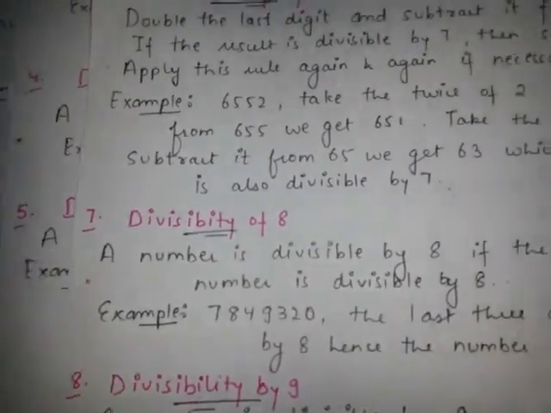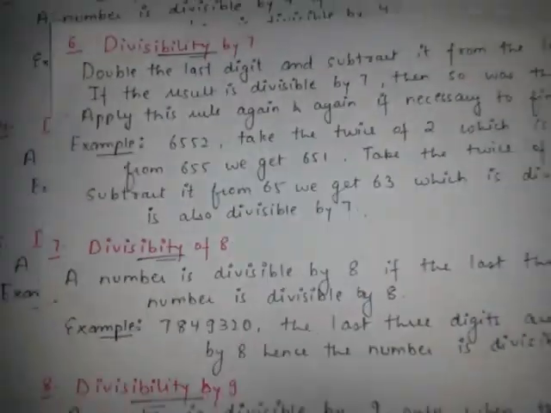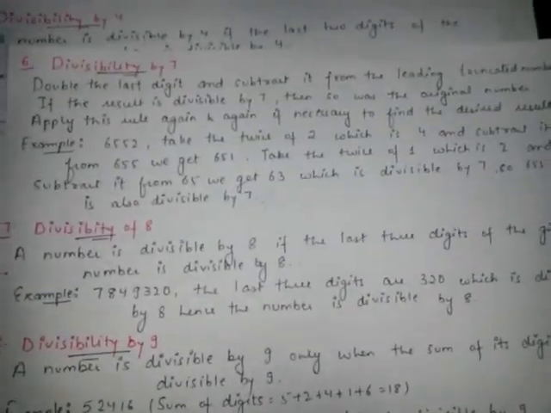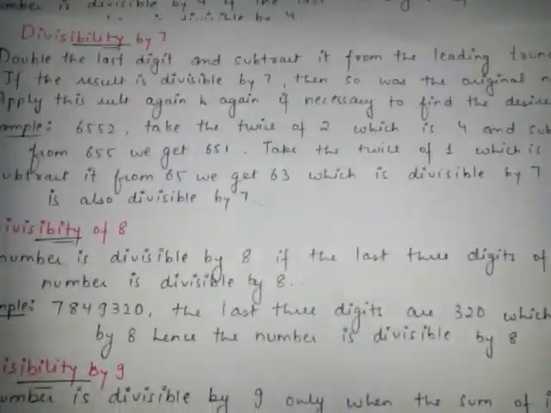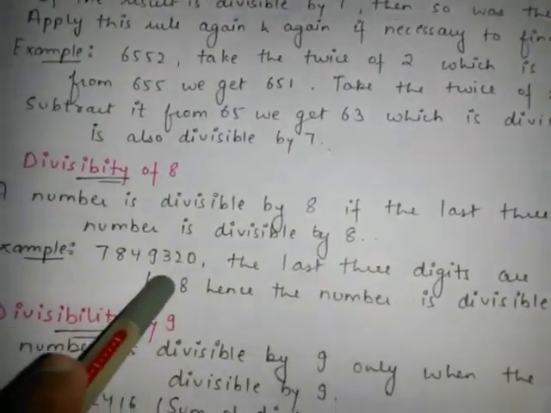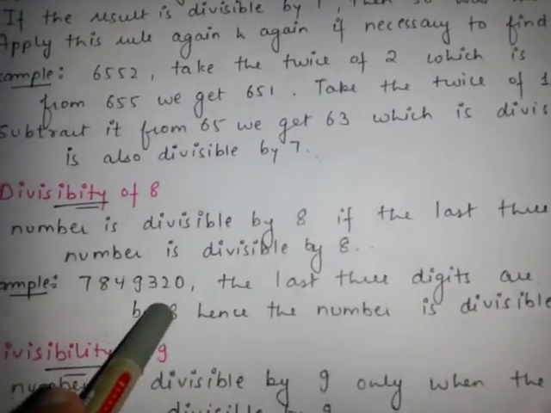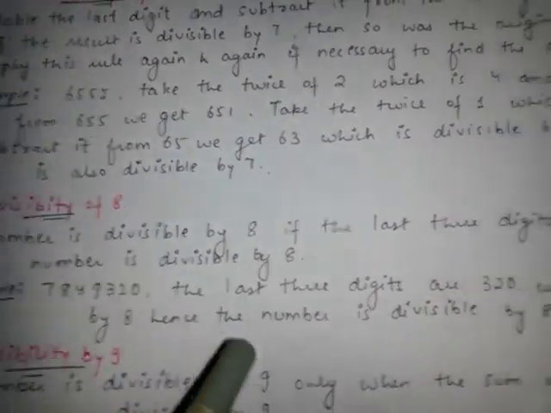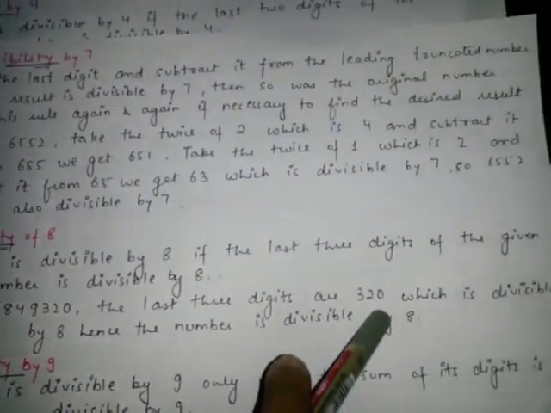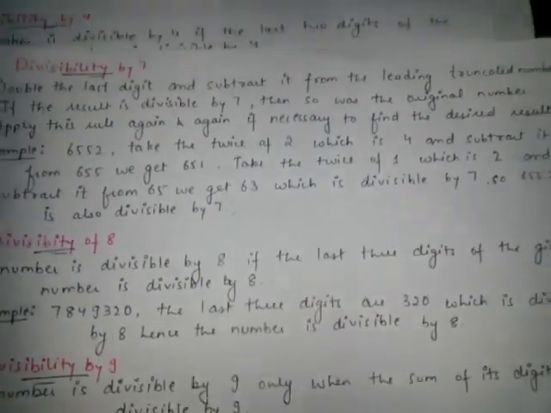Divisibility by 8. A number is divisible by 8 if the last 3 digits of the number are divisible by 8. We have to check only the last 3 digits of a number, which is 320. The last 3 digits are 320, which is divisible by 8, hence the number is totally divisible by 8.